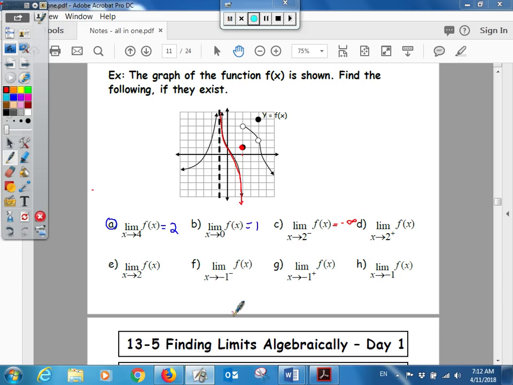Coming from the right, as x approaches 2 from the right, the y value that I'm approaching is up here at 1, 2, 3, 4. Notice it's not what it's equal to, it's what it's approaching. So it's approaching 4.